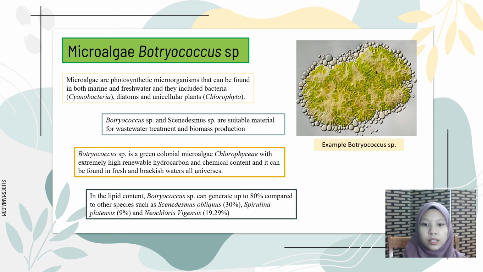Botryococcus is a green colonial microalgae, chlorophyta, with extremely high renewable hydrocarbon and chemical content, and it can be found in fresh and brackish water or universe. In the lipid content, Botryococcus can generate up to 80% compared to other species such as Scenedesmus obliquus 30%, Spirulina platensis 9%, and Neochloris oleoabundans 19.29%. They are the example for the Botryococcus.